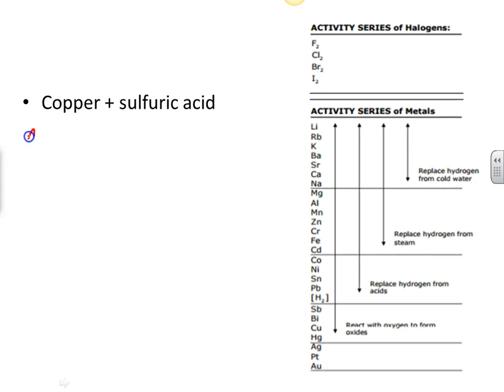Okay, and then we have copper plus sulfuric acid. Sulfuric acid is hydrogen with sulfate, H2SO4. Aqueous sulfuric acid, solid copper. We come to our activity series with single replacements. We find copper down here. Lead is where it ends for replacing hydrogen from acids. Copper cannot replace hydrogen from an acid, so we end up with, excuse me, I'm writing the equation as if it does happen, no reaction.